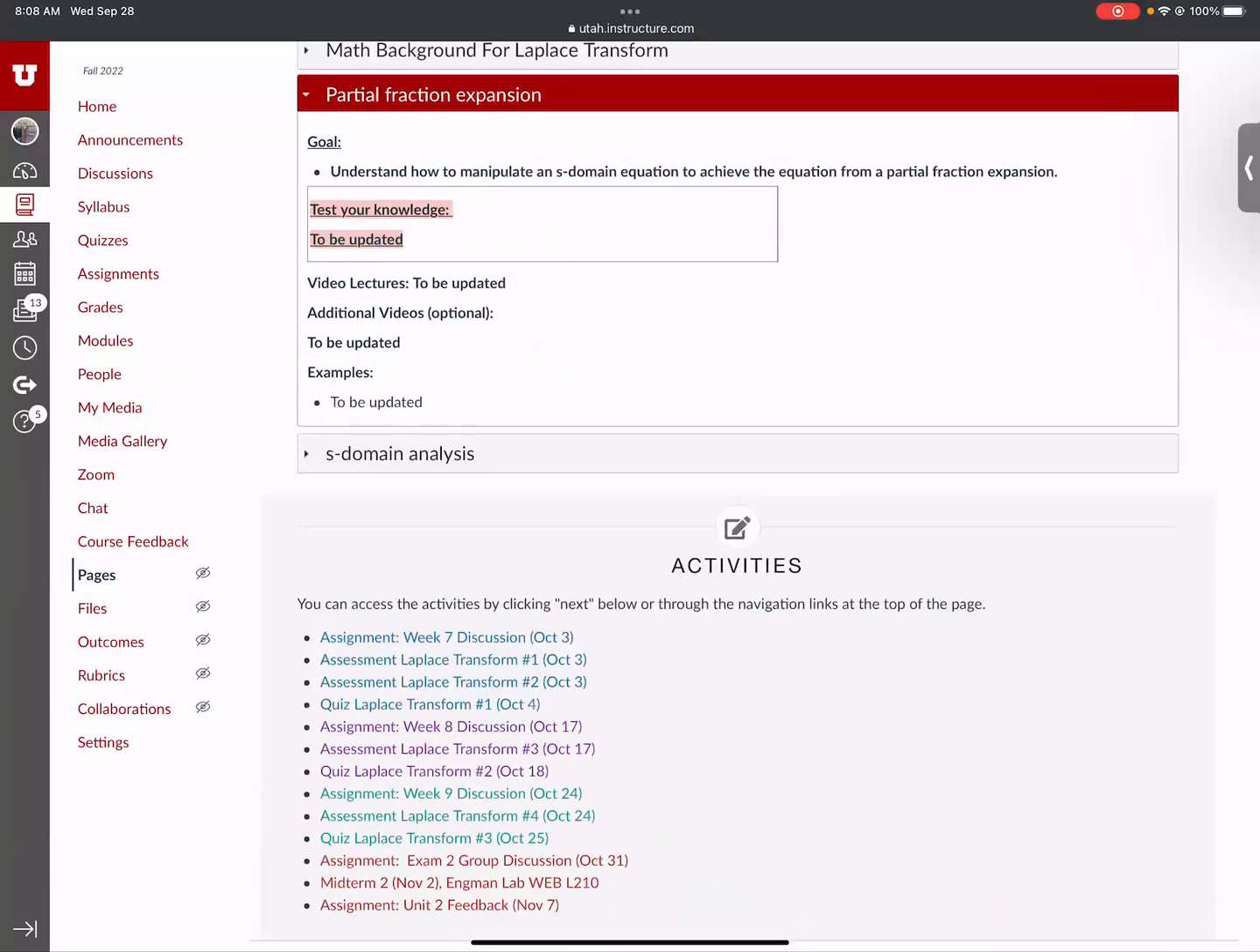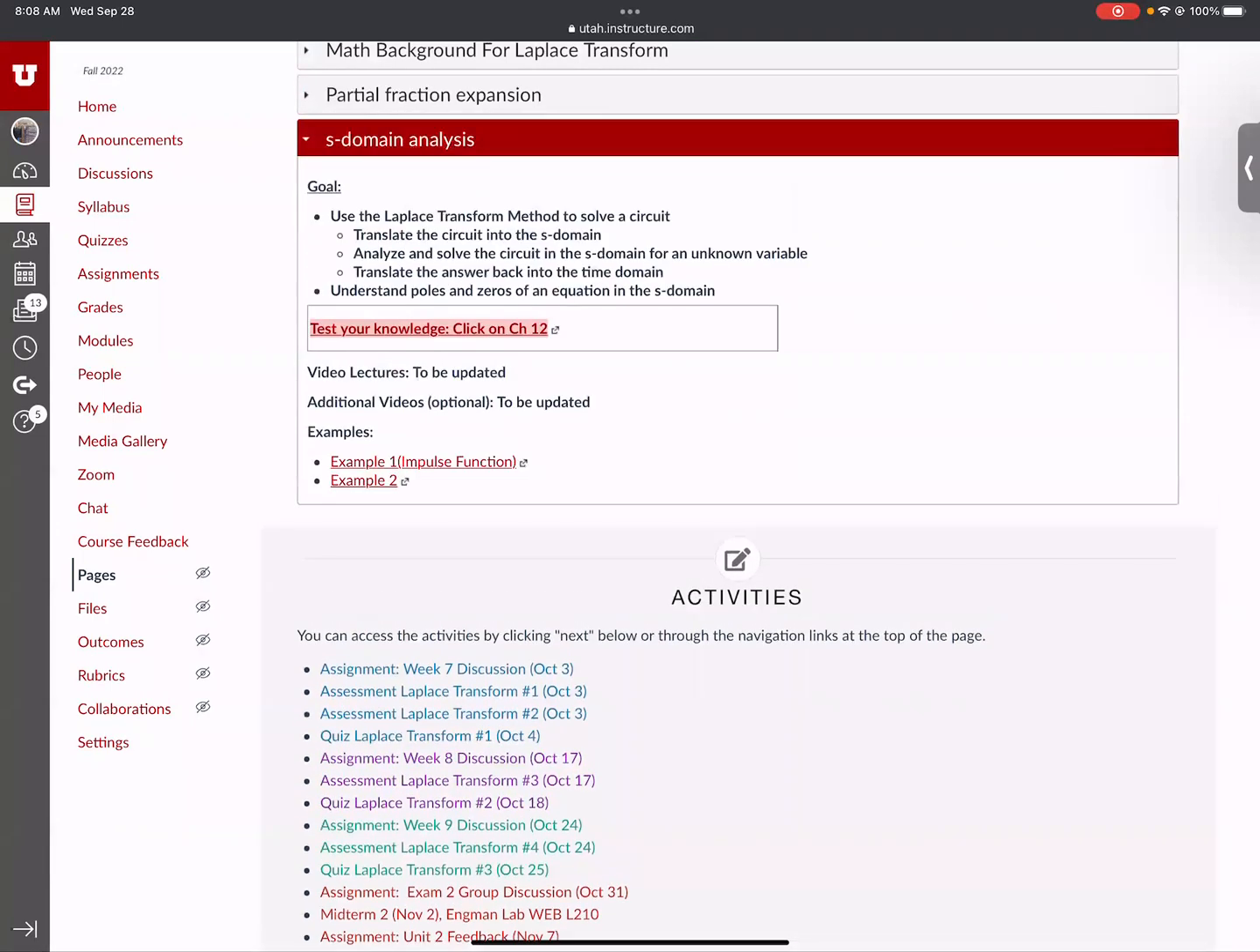Then what we're going to go over today is the partial fraction expansion. There's not a lot of material here yet, but I will again give you some additional material for testing your knowledge. And then the end goal is to be able to solve what we had been working on before in the S domain, to solve similar circuits that we've already seen.